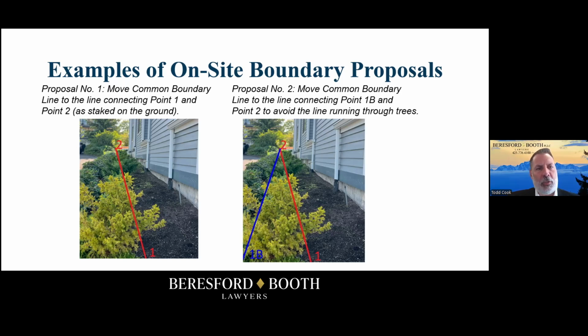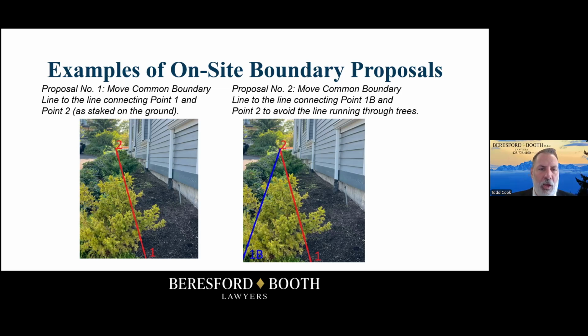And so on the left here with proposal 1, one party may put stakes in the ground at point 1 and at point 2. They may try to connect them with a string and say, this is our proposal. We want to move the boundary line to this specific line. And they may have a rationale for doing that, but the other side may see it and say, well, this line cuts through all of these young trees. And that could cause problems because those are going to become boundary line trees that we're going to have common ownership over, and that could cause problems in the future. And they might not realize that if they're just in the conference room drawing lines on a map.